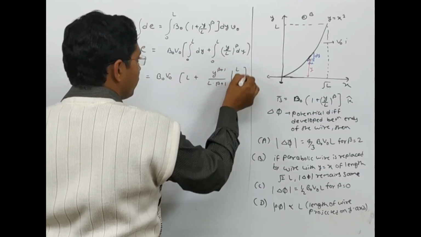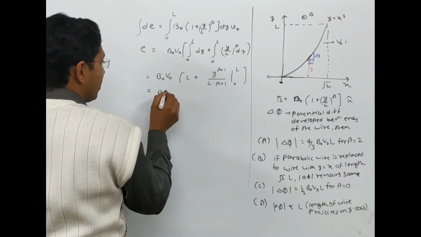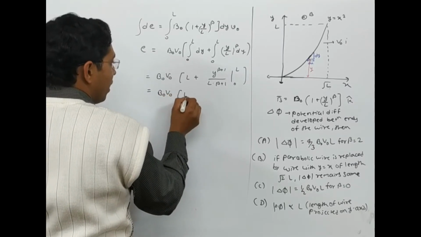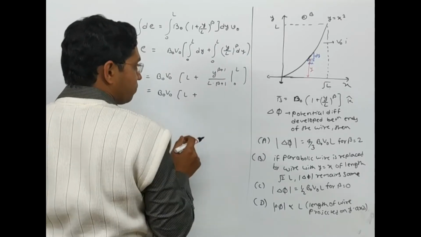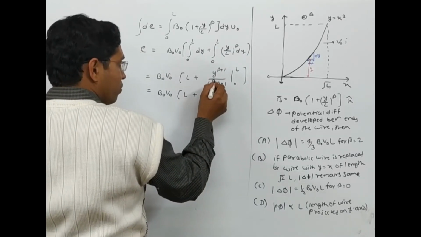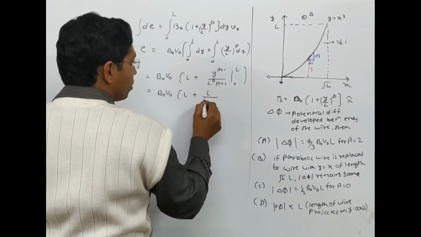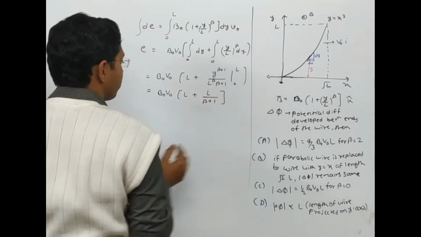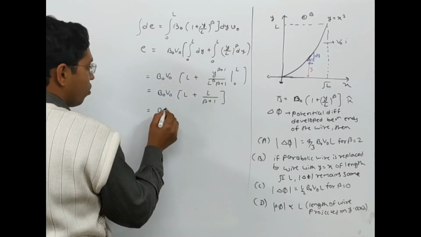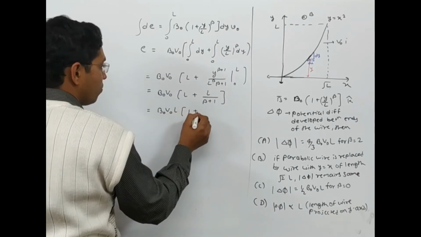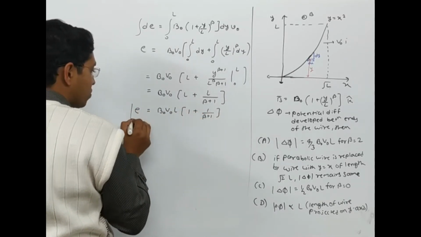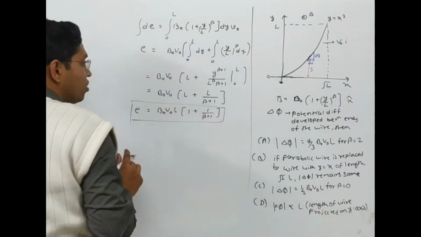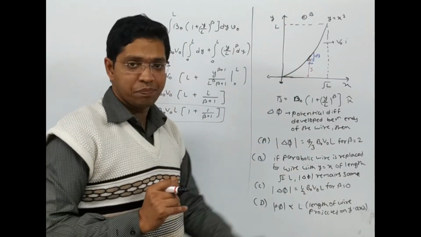So if I solve this further, I'll get B naught V naught L, and this will be L raised to beta plus 1 upon L, here it is L raised to beta, so it will be L upon beta plus 1. So this is going to be B naught V naught L times (1 plus 1 by beta plus 1). This is the most general expression of the EMF induced over the complete wire.